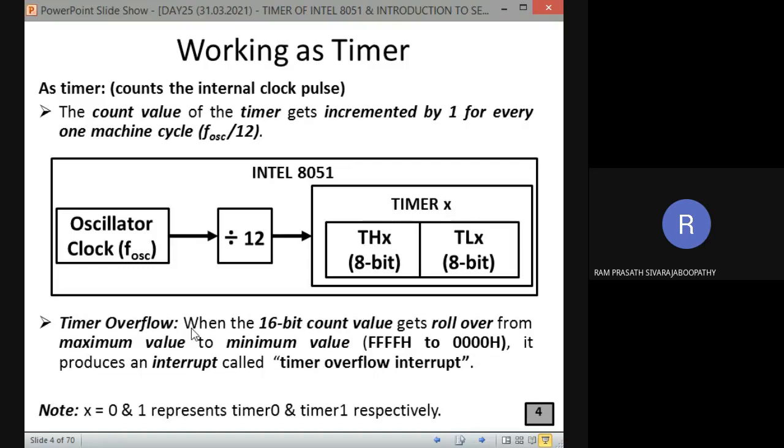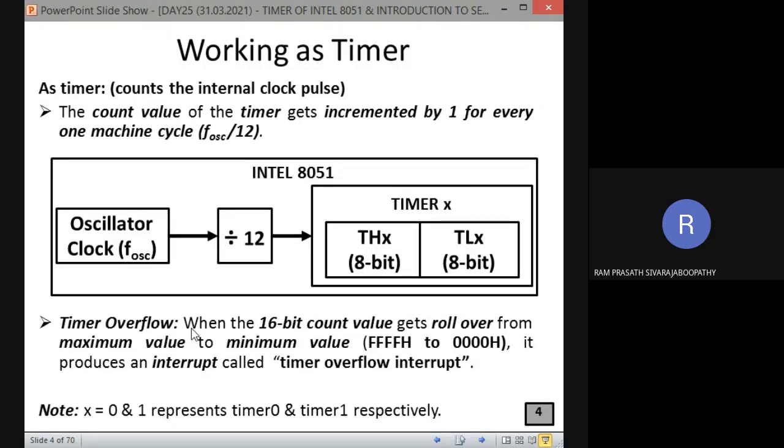What about the maximum count value you can have? We have a 16-bit register. So what is the maximum count value you can put? Kindly type it in the chat. You can type it in hexadecimal. Yes, very good. FFFFH. After it reaches the maximum value, if one more pulse comes to the timer, what happens to the condition now?